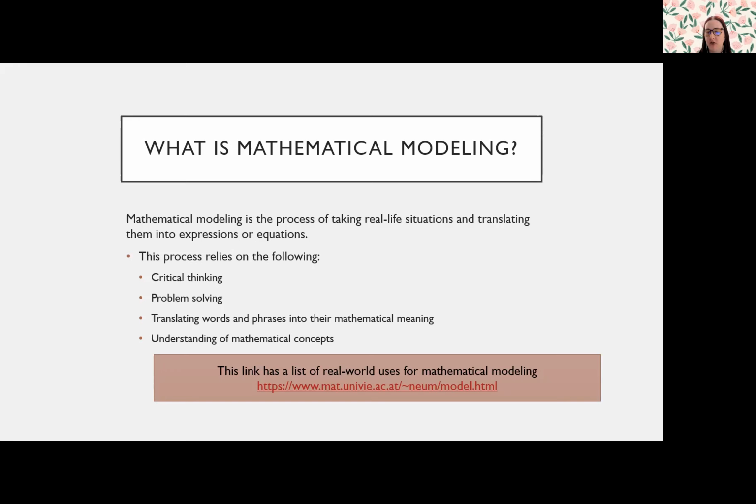I do have a link here that has examples of mathematical modeling that, when I email out the PowerPoint, you can then review later on your own time.